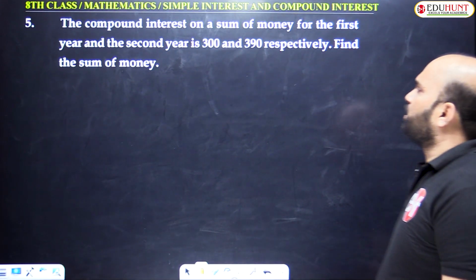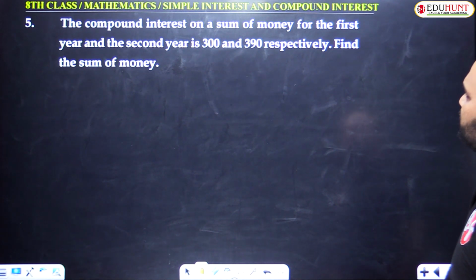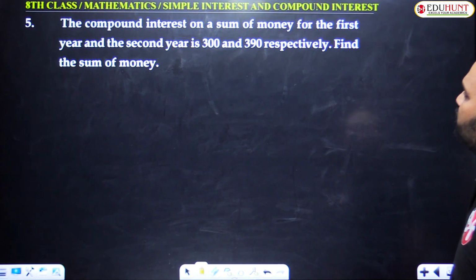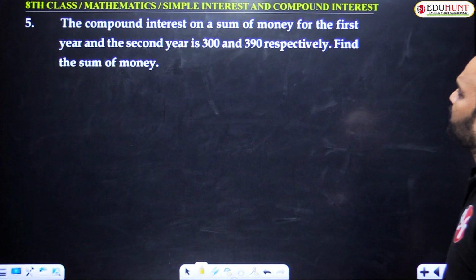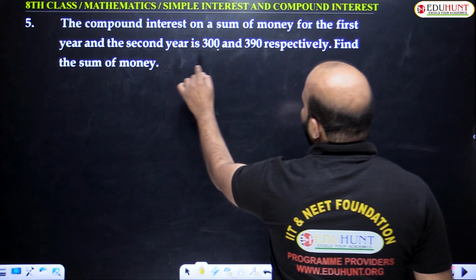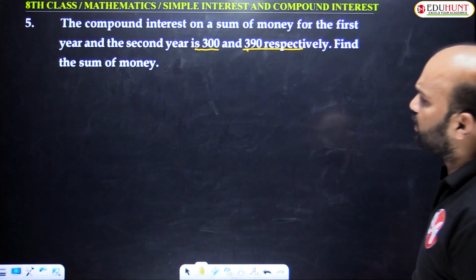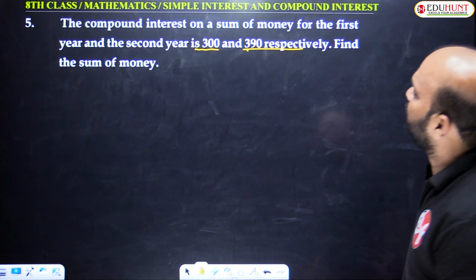The compound interest on a sum of money for the first year and the second year is 300 and 390 respectively. Find the sum of money. So clearly we need to notice that in that question, first year interest is 300, second year interest is 390. But what am I asking? The sum of money. The sum of money is nothing but the principal. You don't know the principal value.